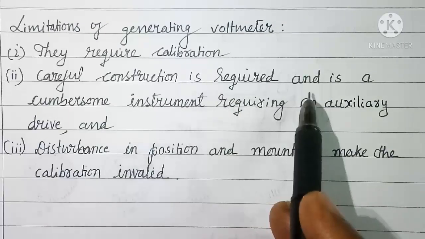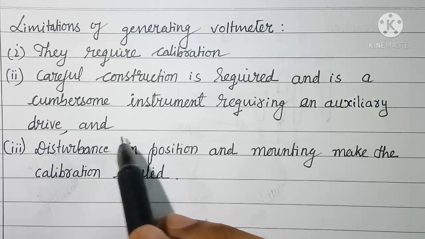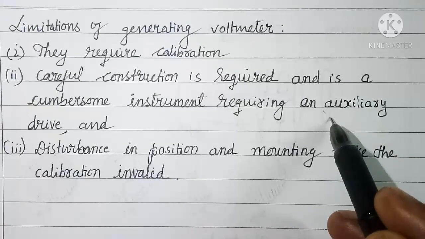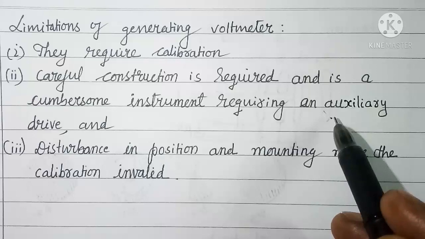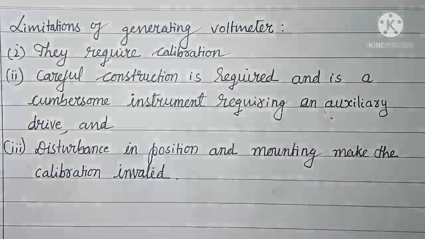Second one, careful construction is required and is a cumbersome instrument requiring an auxiliary drive. For this instrument, very careful construction is required, because any change in the distance between the electrodes, or if the plates are not mounted parallel to each other, in that case there will be errors in the measurement. And also, this type of instrument needs a motor to drive the rotor, and hence the construction is a little bit cumbersome.